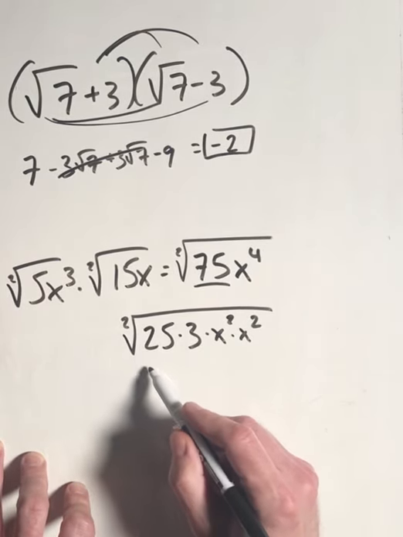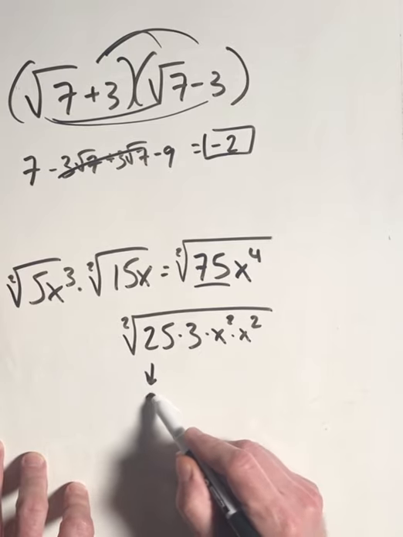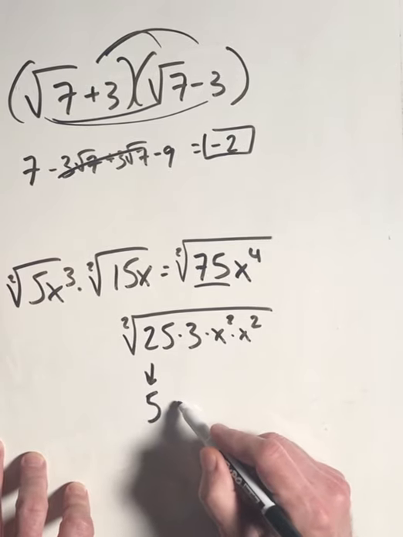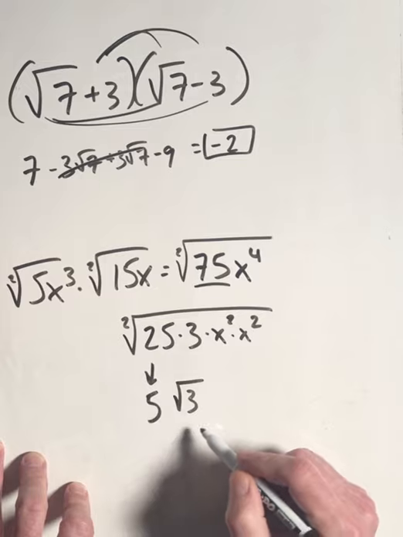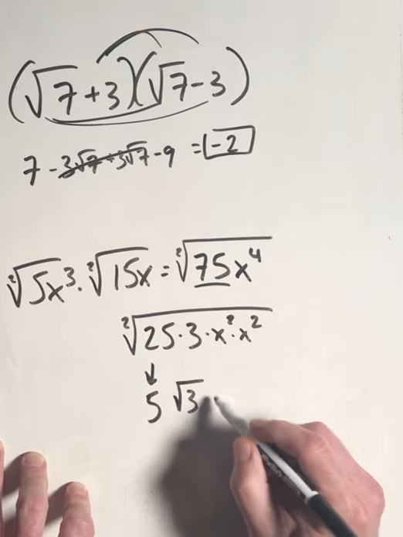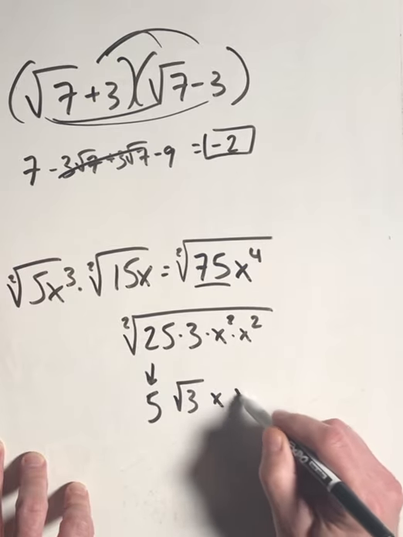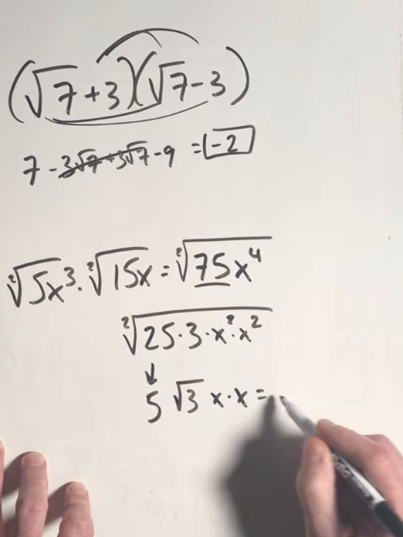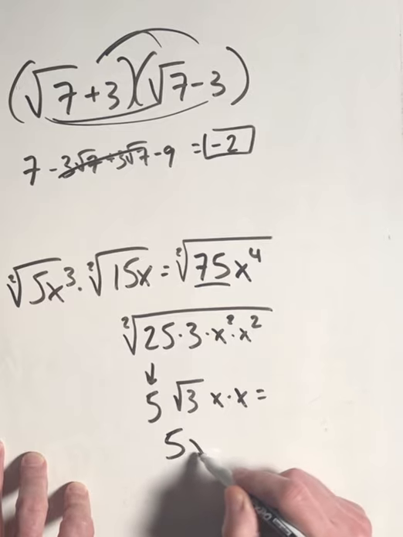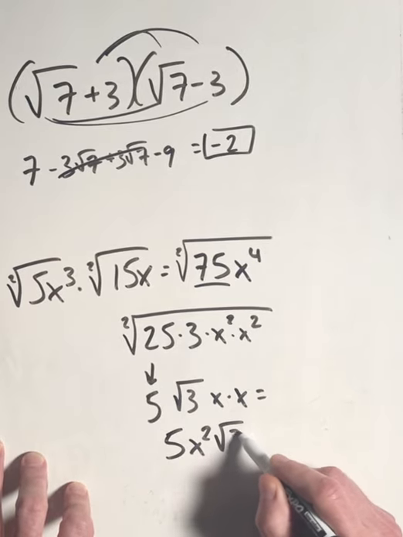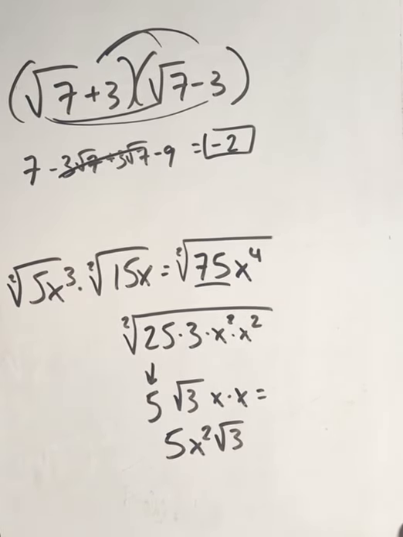So the square root of 25 is 5. The square root of 3 is just going to stay the square root of 3. The square root of x squared is just an x. And the square root of x squared is just an x. So these two come out here. So this whole thing is really 5x squared radical 3.